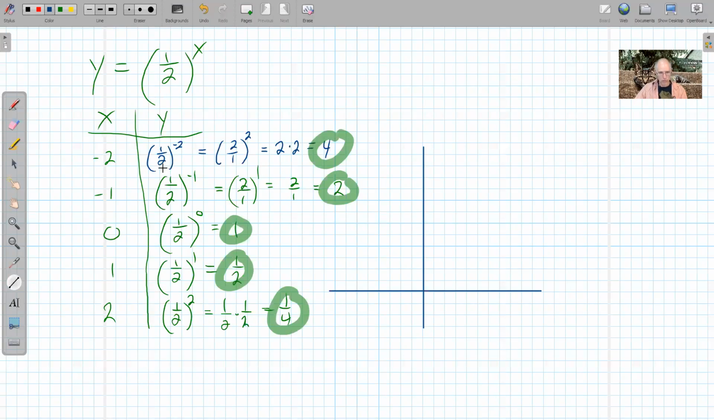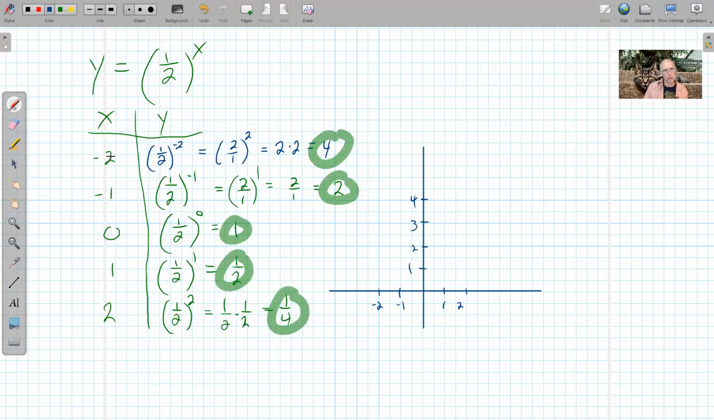All right, so now to plot these as points, I need to put a scale in here. So let's do that next. So let's say this is going to be 1 and 2 for x, -1 and -2 over here, and then 1, 2, 3, 4.